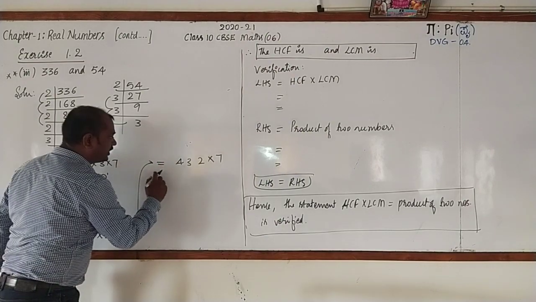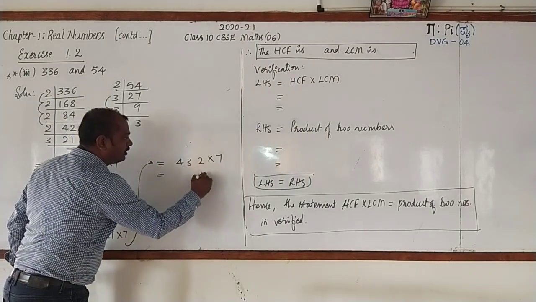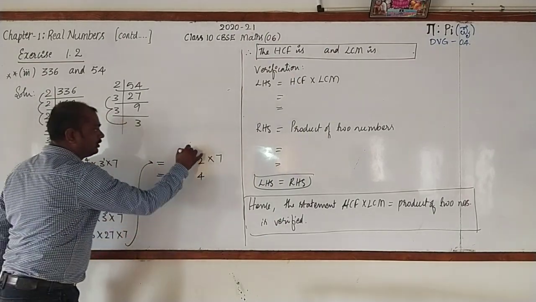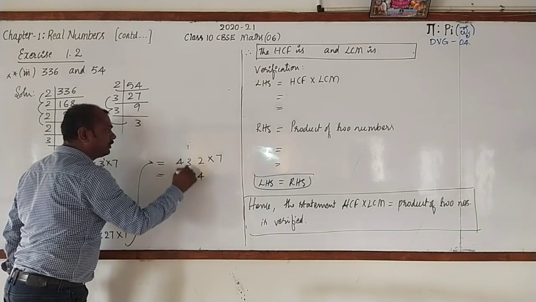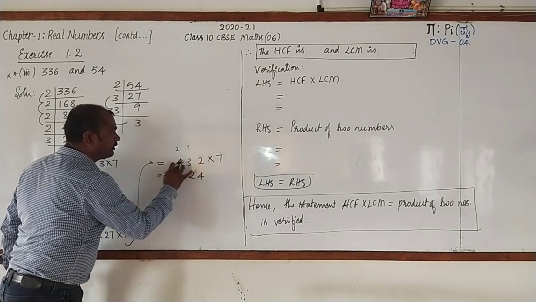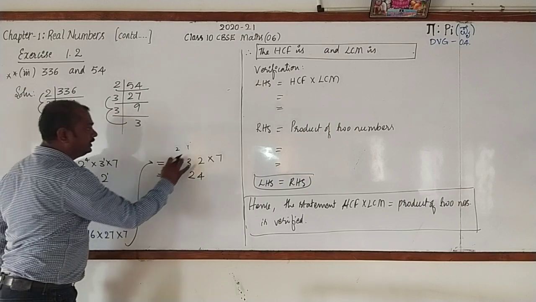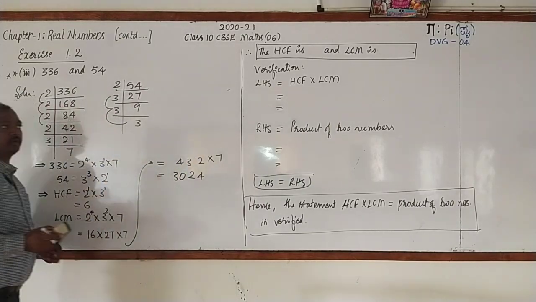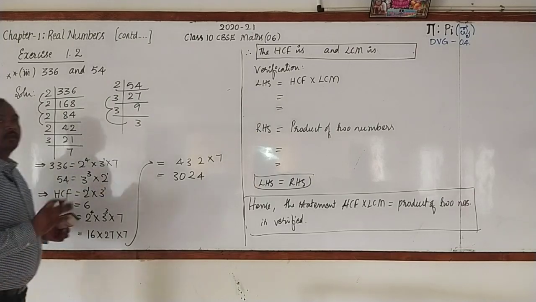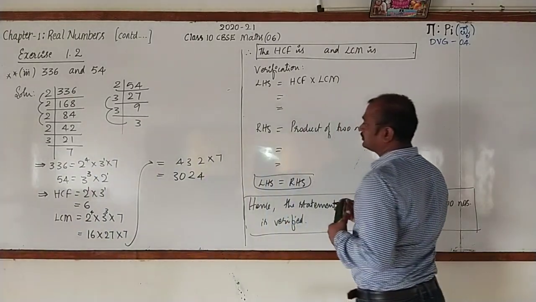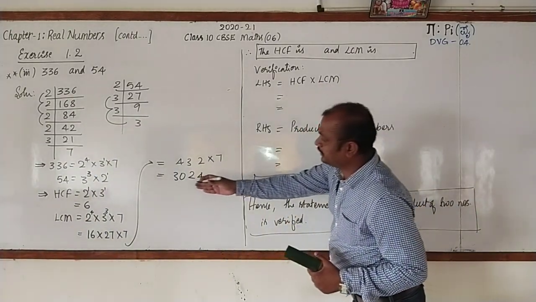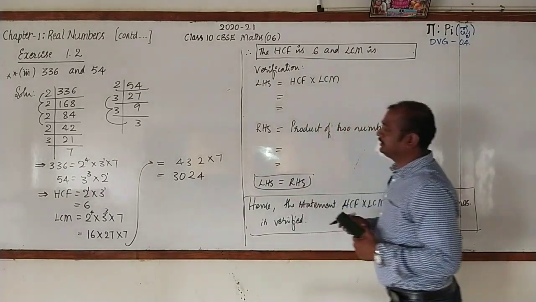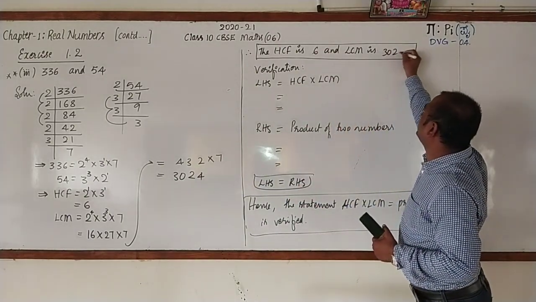Next, multiply by 7. 7 twos are 14. Carry 1. 7 threes are 21. 21 plus 2, 22. 7 fours are 28. 28 plus 2, 30. 3024. Now, here I write the conclusion. Therefore, HCF is 6 and LCM is 3024.